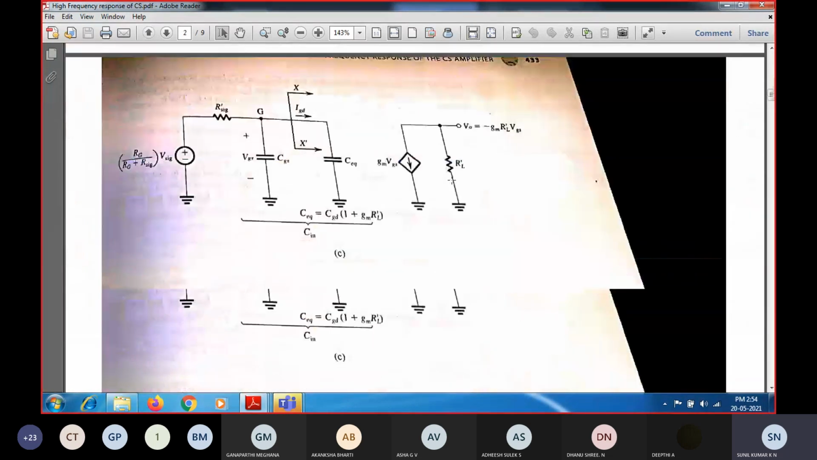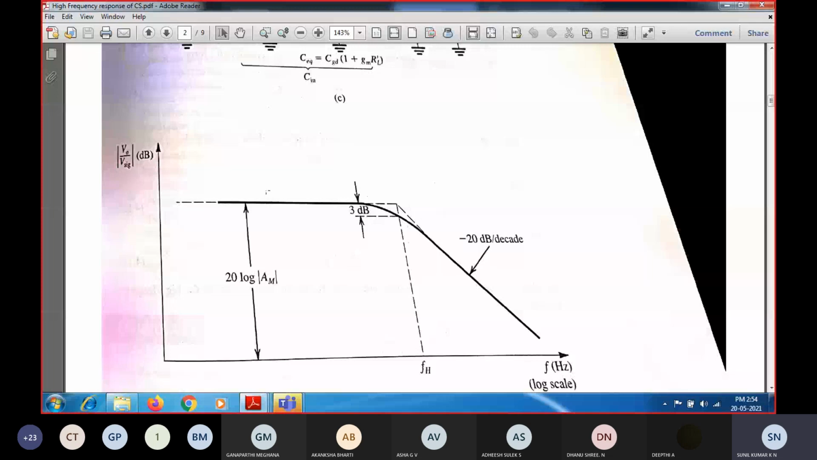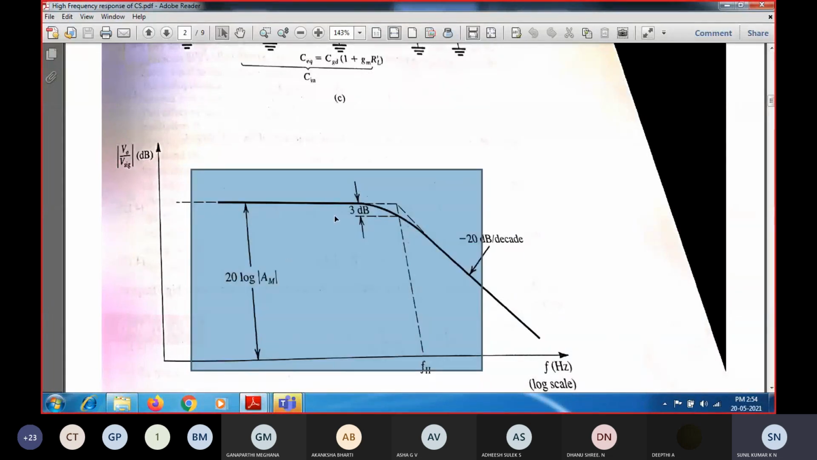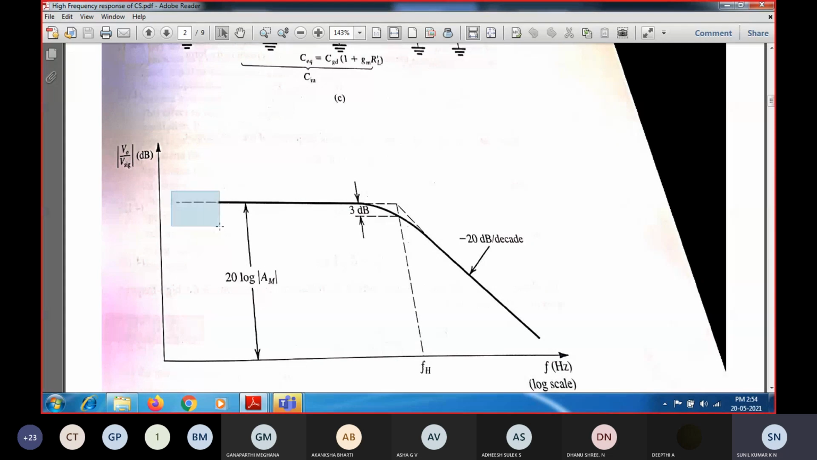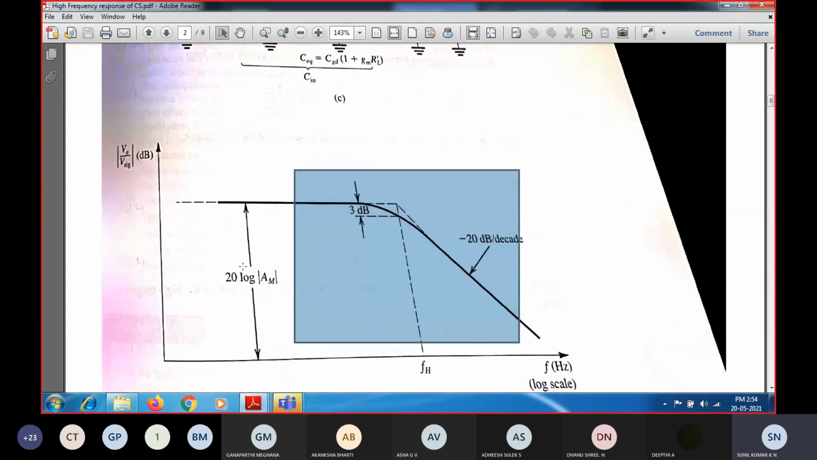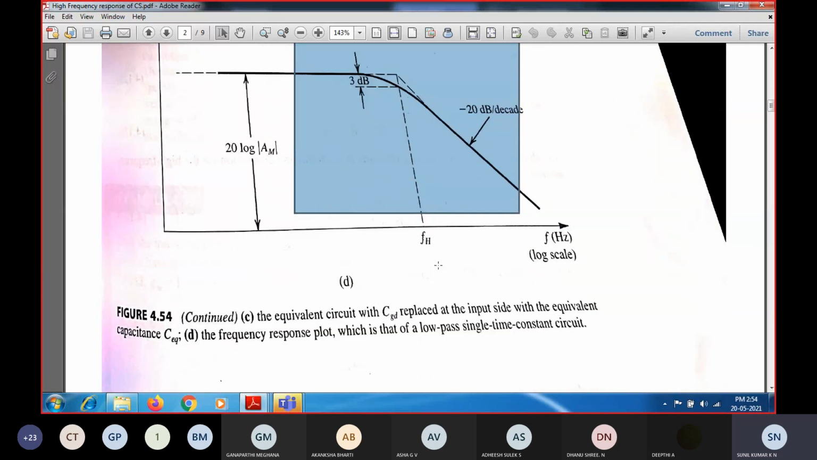Okay, so now we can see this is the frequency response of the common source amplifier. Here you can see the gain will be constant. We are not interested in the lower frequency range of operation; we are interested only in the upper cutoff frequency range. In the lower frequency range the gain will be constant, and as you increase the frequency, the gain rolls off. So this is the frequency response of the common source amplifier gain.